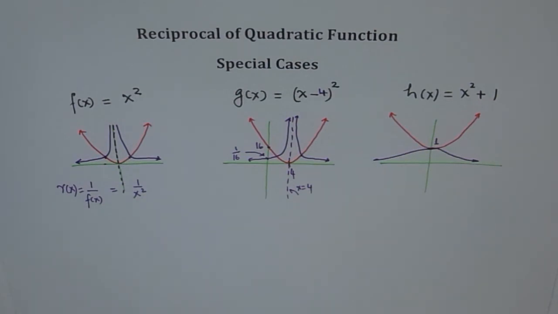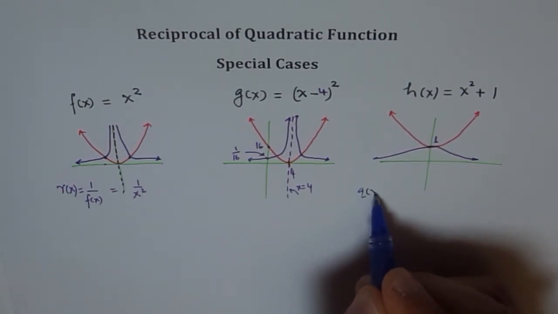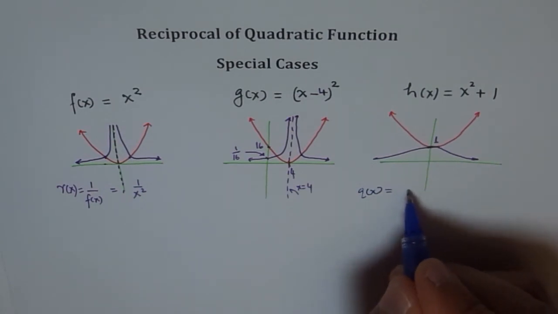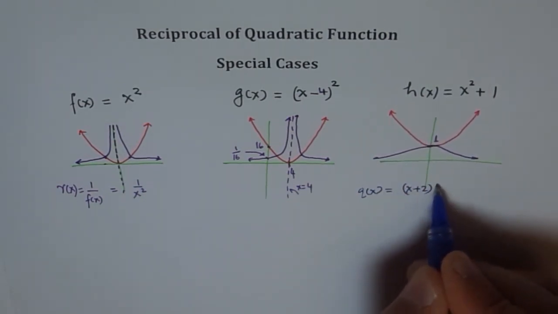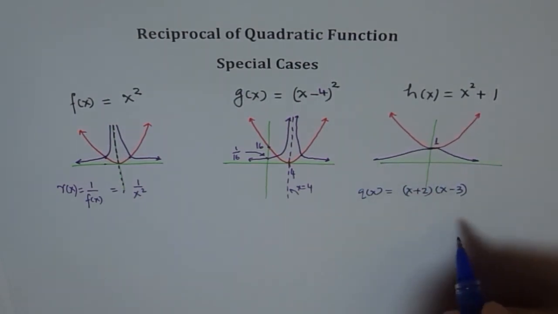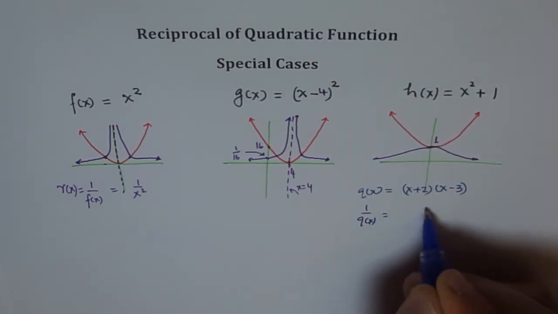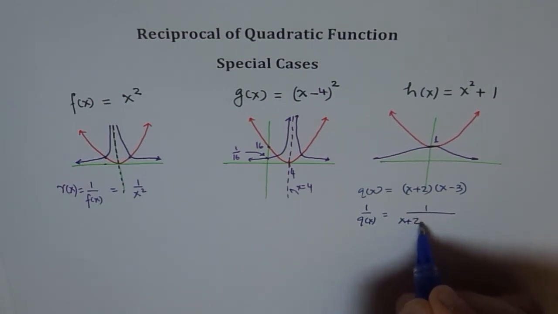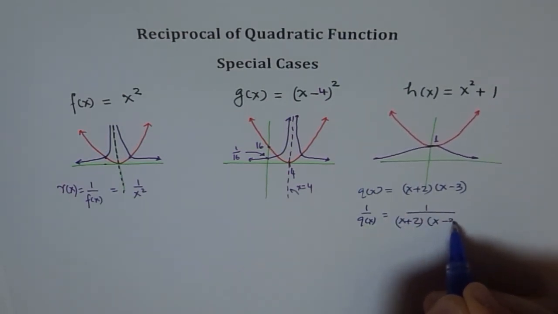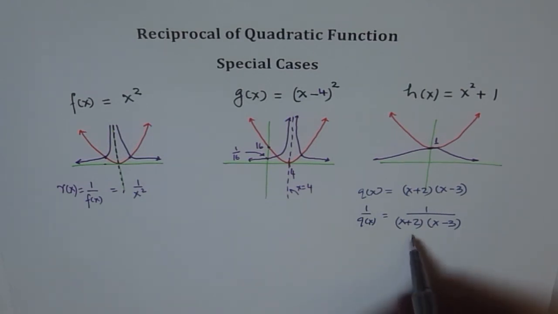Normally in a quadratic function, what you see is something like this. Generally, let's say quadratic function, let's say q of x is generally equals to, let's say, x plus 2 times x minus 3. Generally it's like this. Is that okay? In that case, reciprocal will be what? 1 over q of x will be 1 over x plus 2 times x minus 3. So we have two roots, correct? So if you have to draw general quadratic function, how should that look like?